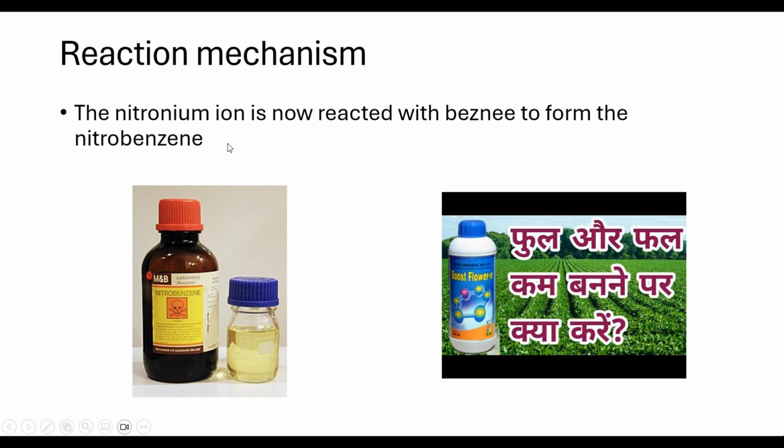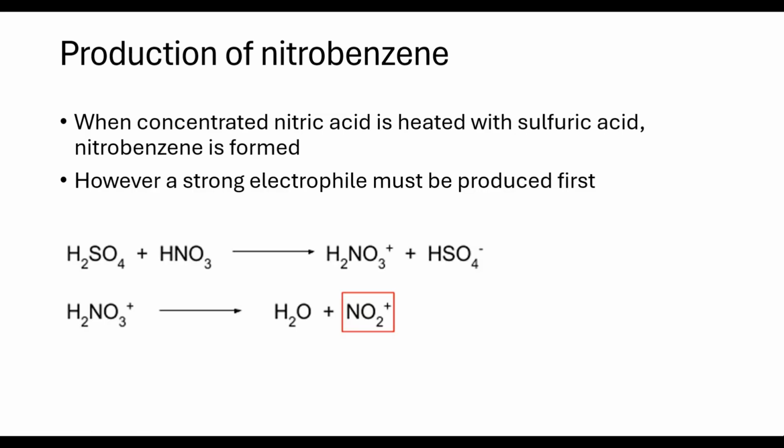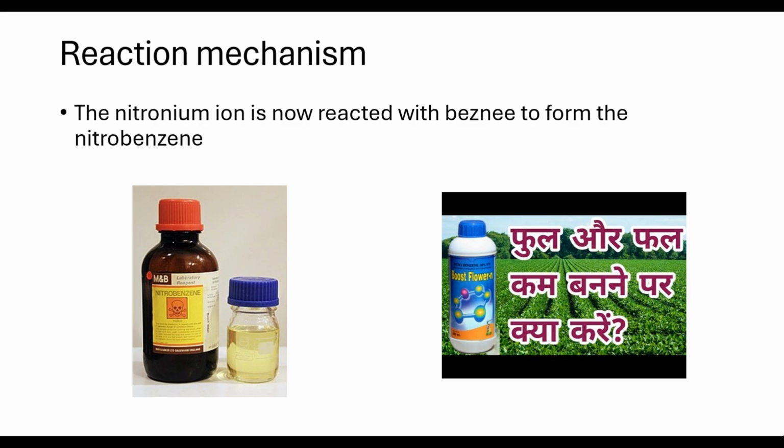The nitronium ion now reacts with benzene to form nitrobenzene. I'm going to show you the reaction mechanism now. I don't know if I mentioned it, but you'll see that H2SO4 is also going to be reformed from this, so it's acting as a catalyst.